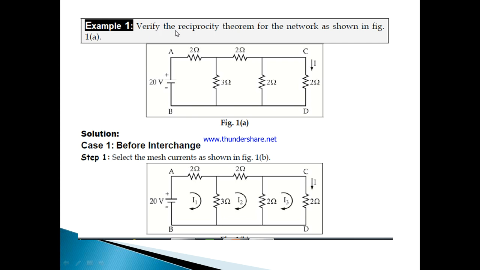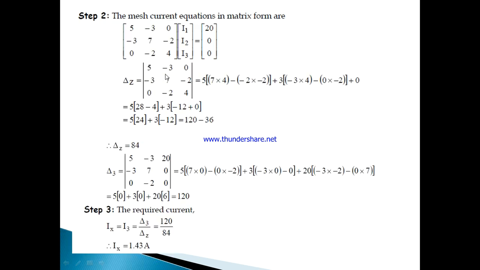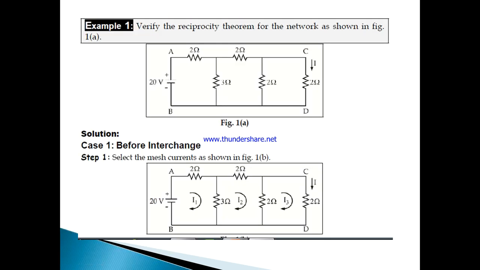In example 1, verify the reciprocity theorem for the network shown in the figure below. This is the given network. We know the statement of the reciprocity theorem, that is the ratio of source to the response. Where are we going to find the response here?